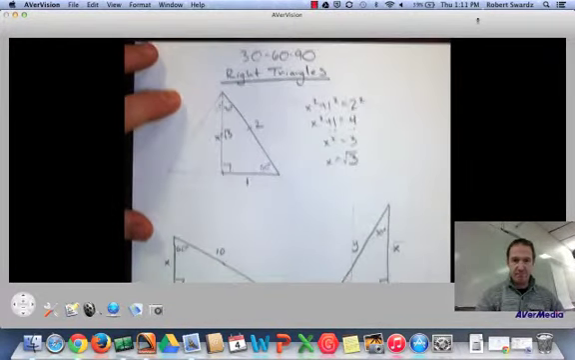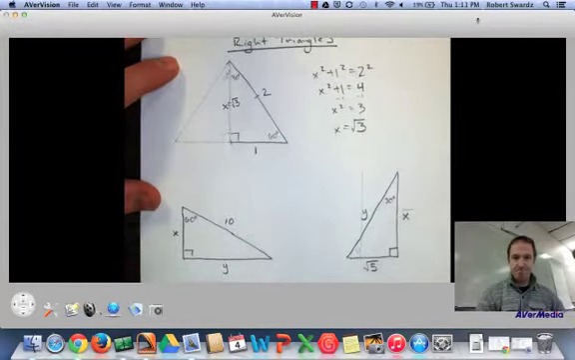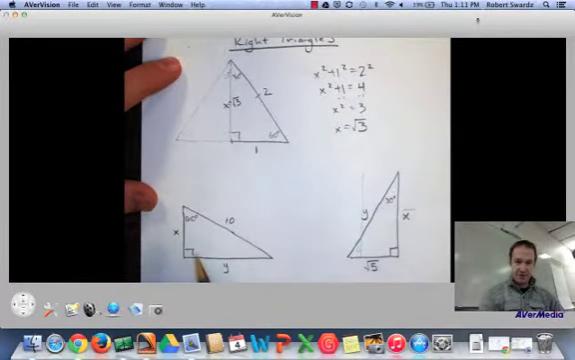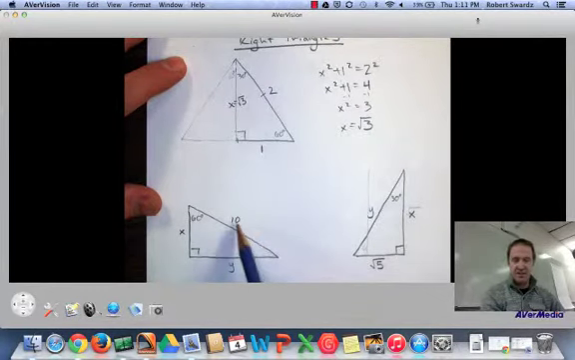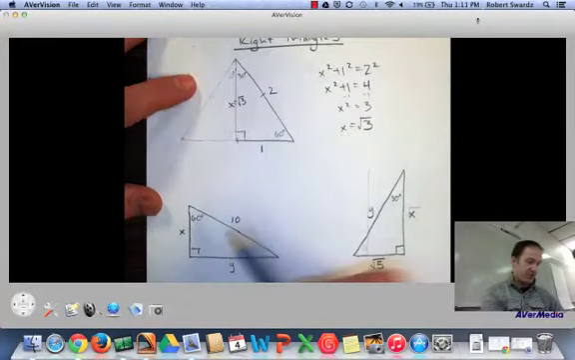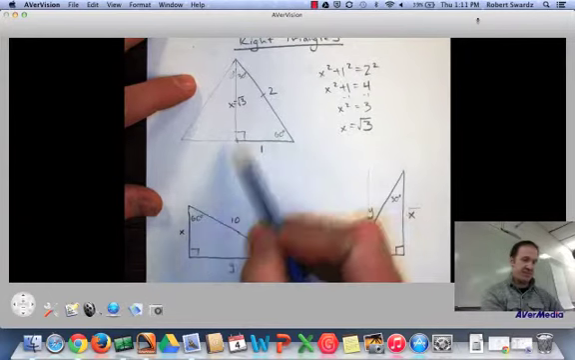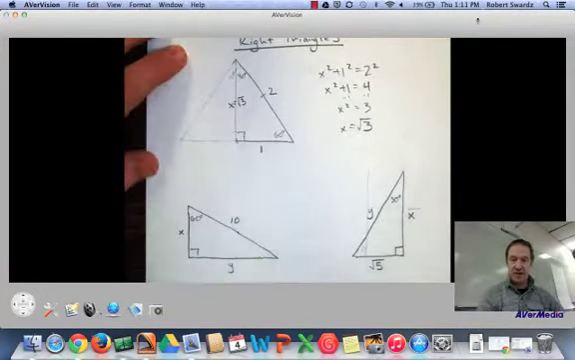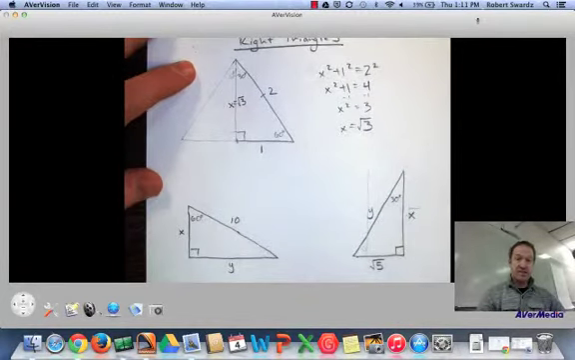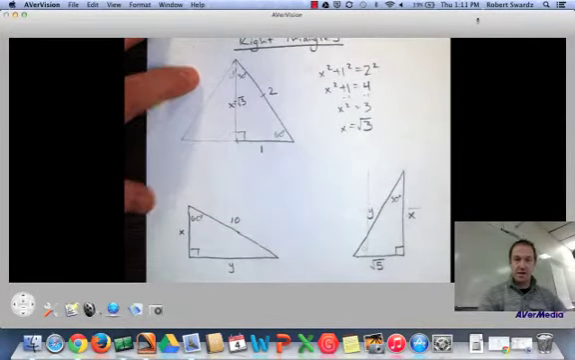So let's take a look here. Here we've got a couple of 30, 60, 90s. This 30, 60, 90 here, we know that this side is 10. Now these two triangles are similar. They both have a 90 and a 60, and really a 30 for that matter. So they are similar by angle. That means we can set up a proportion to find x and y.